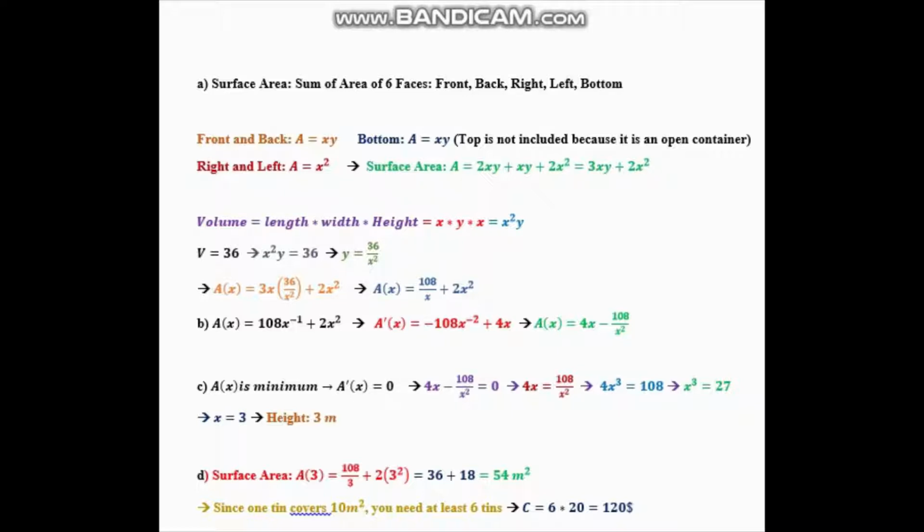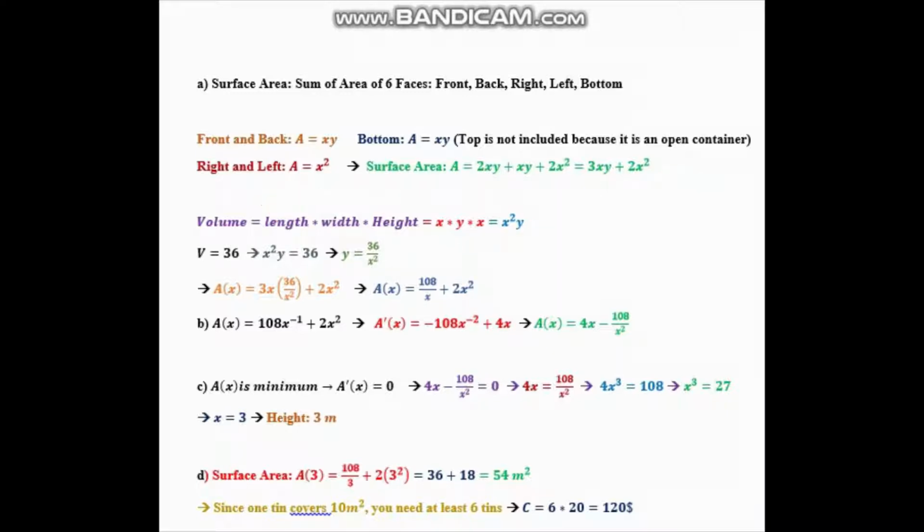So in this expression for the surface area, we have both x and y. We want to find the surface area in terms of x only, so we're going to use the volume to achieve that. So the volume, as we said, is given by x squared y, and x squared y shall equal 36. Hence, y shall equal 36 over x squared.